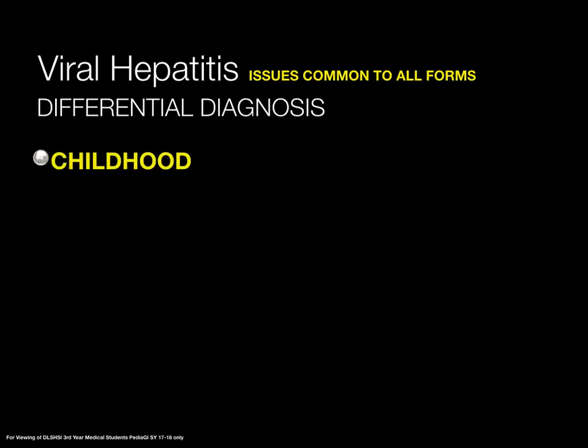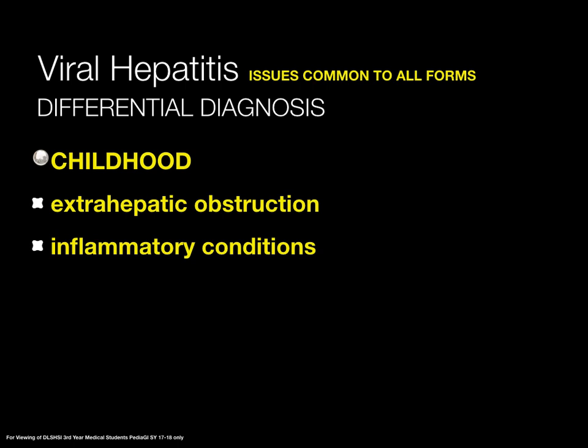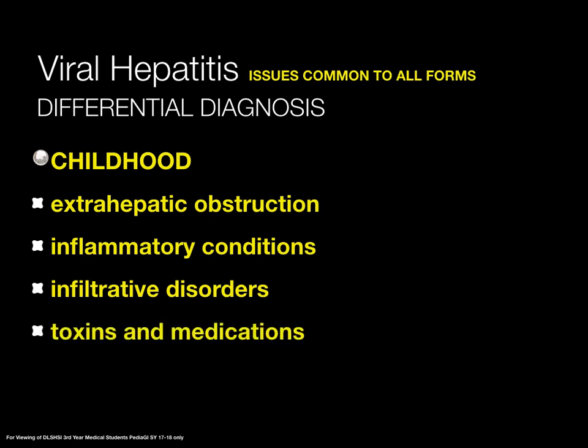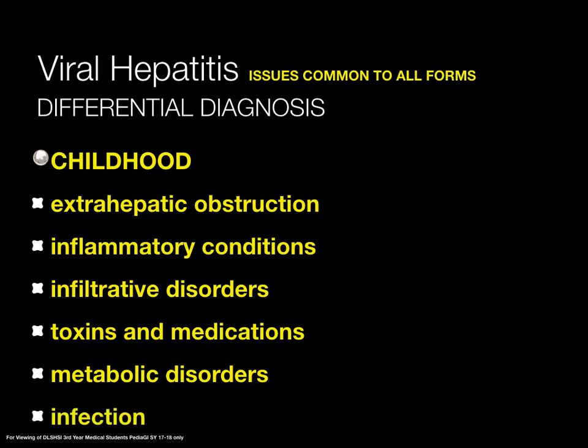For childhood, extrahepatic obstruction can be caused by gallstones, primary sclerosing cholangitis, pancreatic pathologies, inflammatory conditions like autoimmune hepatitis, JRA, Kawasaki disease, and immune dysregulation, infiltrative disorders like malignancies, metabolic disorders like Wilson's disease and cystic fibrosis, infections like EBV, varicella, malaria, and leptospirosis, as well as syphilis, can also be considered.